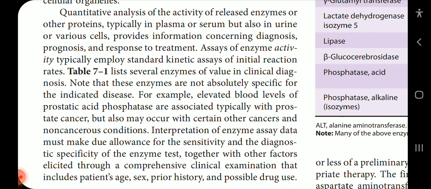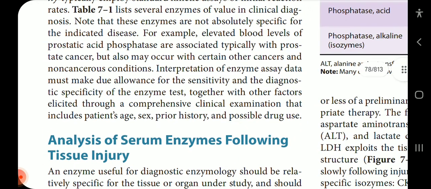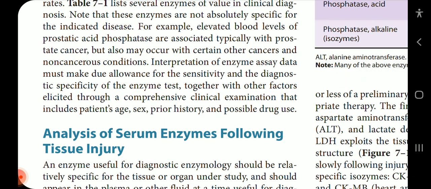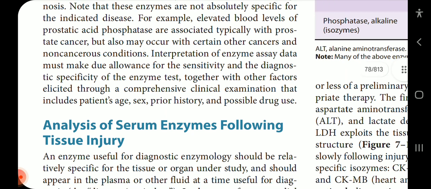Table 7-1 lists several enzymes of value in clinical diagnosis. Note that these enzymes are not absolutely specific for the indicated disease. For example, elevated blood levels of prostatic acid phosphatase are associated typically with prostate cancer, but may also occur with certain other cancers and non-cancerous conditions. Interpretation of enzyme assay data must take due allowance for the sensitivity and diagnostic specificity of the enzyme test, together with other factors elicited through a comprehensive clinical examination that includes the patient's age, sex, prior history, and possible drug use.